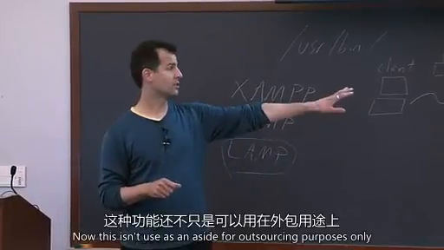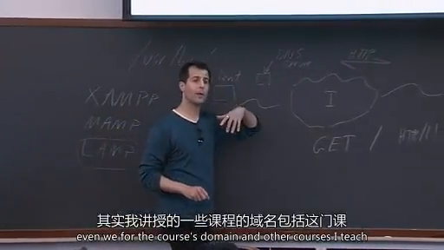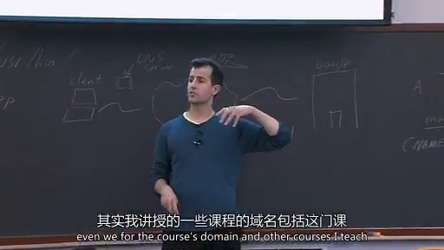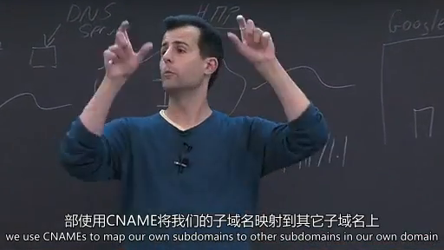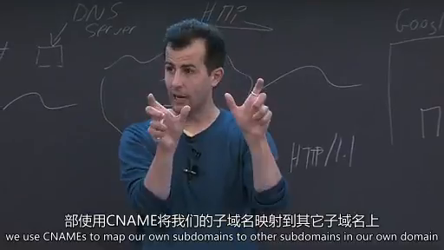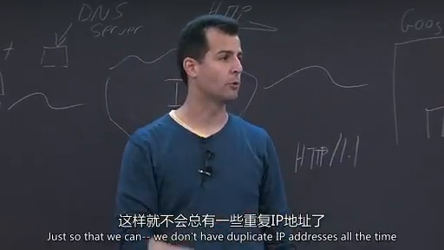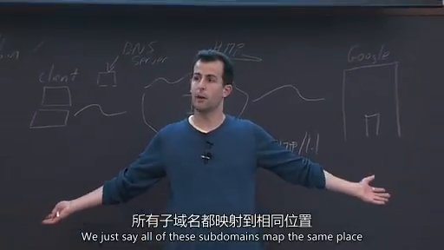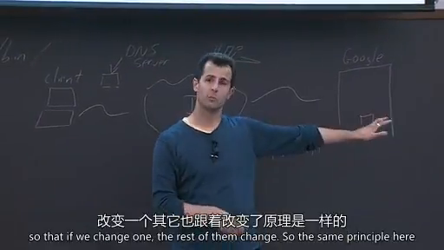Now this isn't used as an aside for outsourcing purposes only. Even we, for the courses domain and other things, other courses I teach, we use CNAMEs to map our own subdomains to other subdomains in our own domain, just so that we don't have duplicate IP addresses all the time. We just say all of these subdomains map to the same place, so that if we change one, the rest of them change. So same principle here.